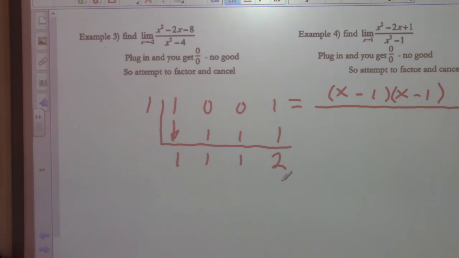This is somehow not coming out right. There's something that's messed up here. Oh, I know what it is. This is supposed to be negative 1. Yeah. See that? That's where the mistake was. 0. 0.